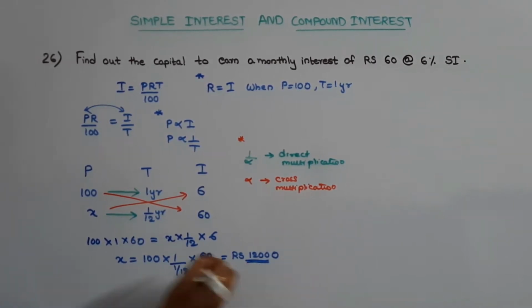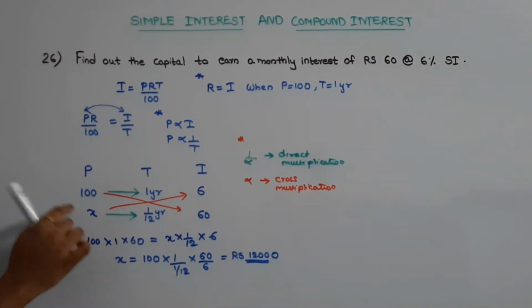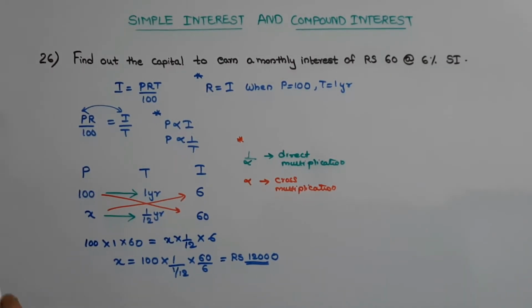Hence, we got the value for the principal x. From next question onwards, I will directly write this step by skipping this step. Let us see how we can write this step directly.